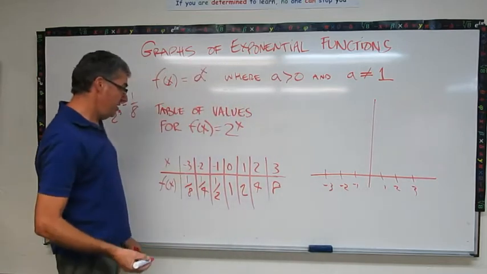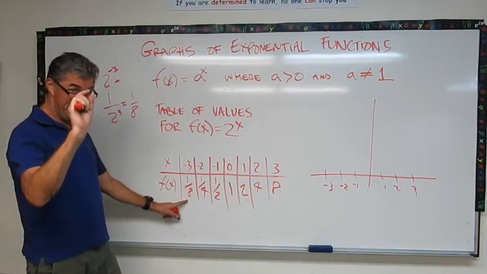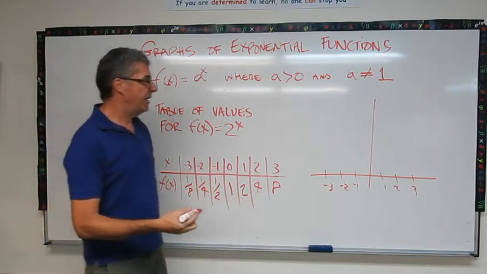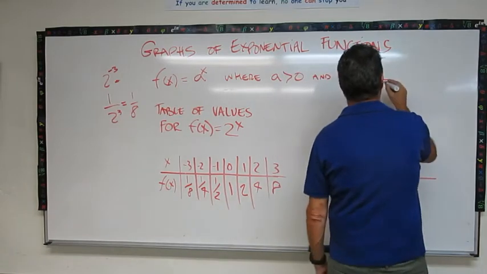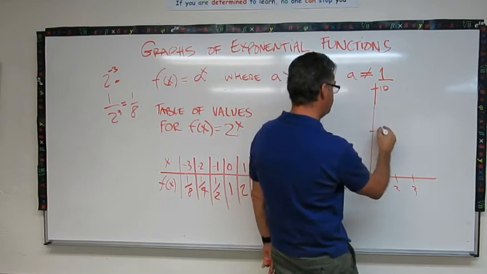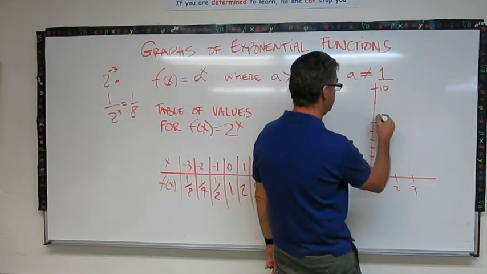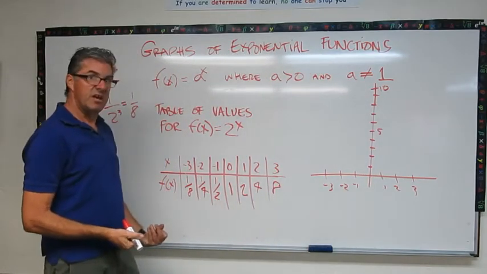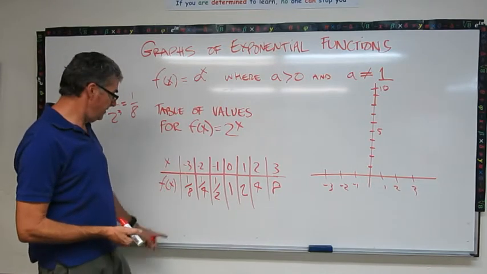Now my y, what am I going from? I'm going from 1/8, pretty teeny, all the way up to 8. So this is a little bit of a challenge, but we can do it. Let's get this up there a little further. I'm going to call this one 10, and then we can go 1, 2, 3, 4, 5, 6, 7, 8, 9, 10. So that's a pretty good scale. It's going to certainly capture everything that we're doing in this graph.